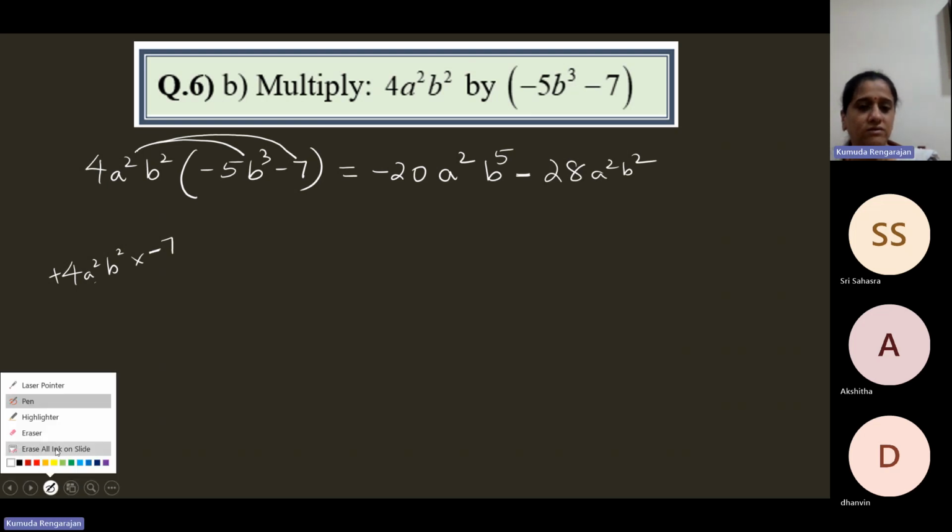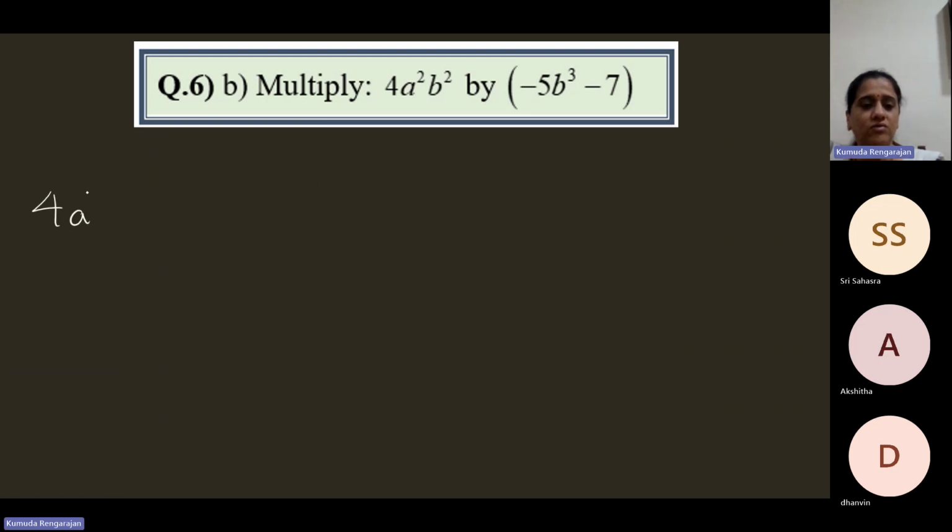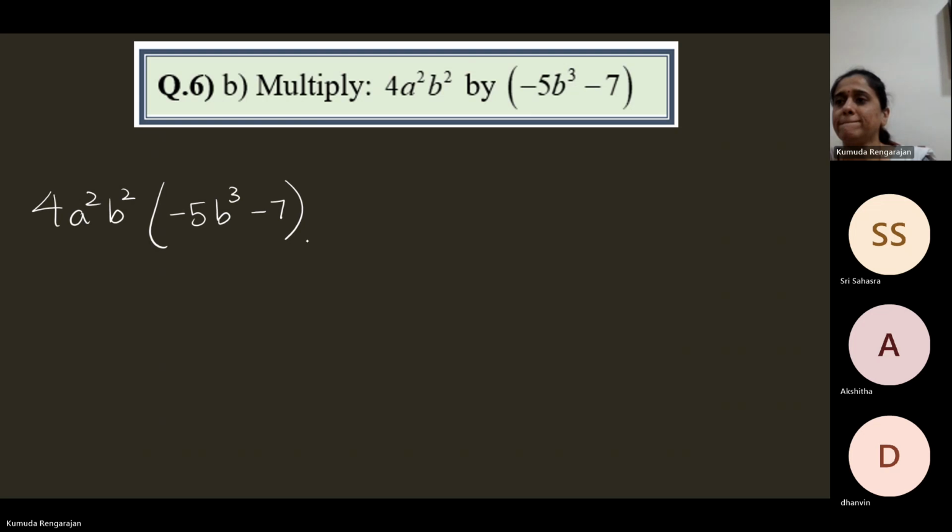I'll do it again. See here. 4a squared b squared, a monomial multiplied by the binomial minus 5b cubed minus 7, is equal to: multiply this term with the first term inside the bracket. So 4 into minus 5, minus 20. Multiply the letters now. A squared. There's no a here, so a squared comes as it is. Now b squared and b cubed. Laws of exponents, add the powers. 2 plus 3, 5. Done.